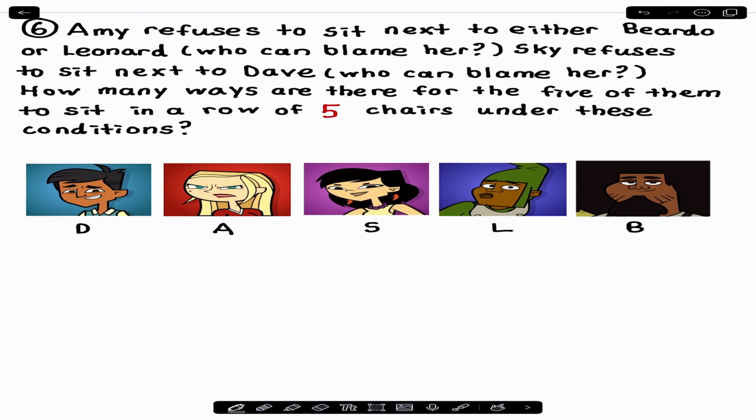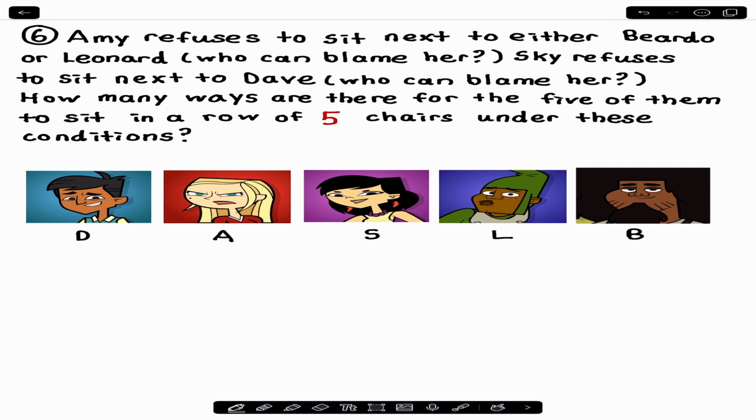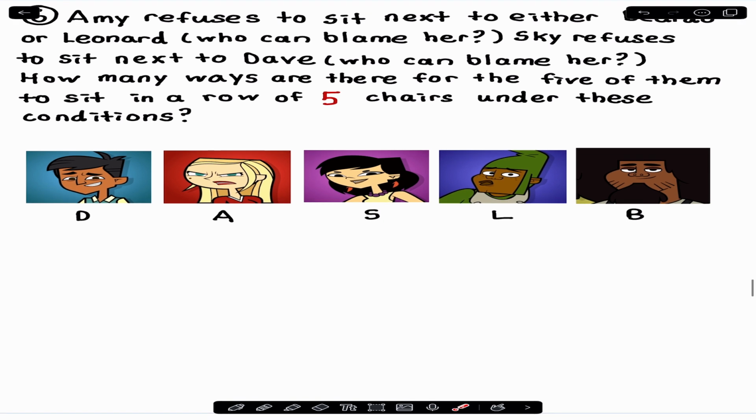So the final problem is about seating arrangements. So this is another popular casework type problem that you might encounter. So we have a few conditions. Looks like some people do not want to sit next to each other. So the question says Amy refuses to sit next to either Beardo or Leonard. Who can blame her? So for those who don't know, these are their names. This is Amy, this is Leonard, this is Beardo.